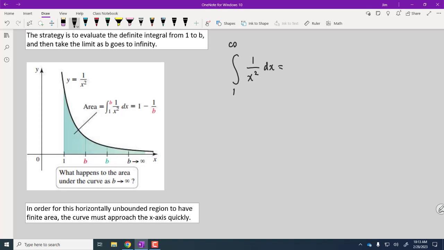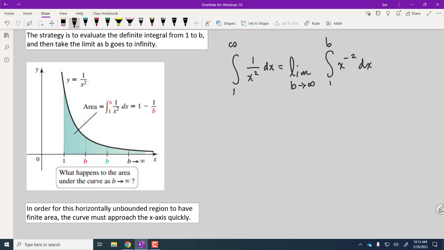So the first step always with an improper integral is to turn it into the limit of a definite integral. So this is going to be the limit as b goes to infinity. And we're going to make this a definite integral, going from 1 to b, and we're going to rewrite this as x to the negative 2, since that's how we integrate powers of x in the denominator. So that is the limit of a definite integral.